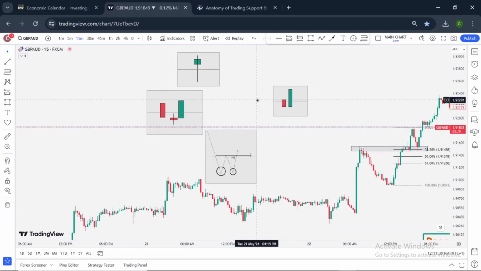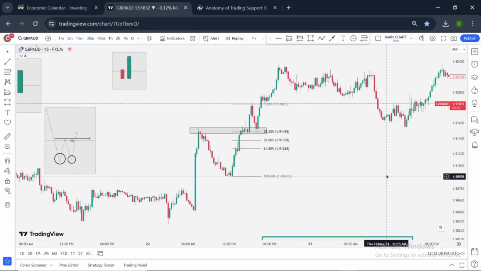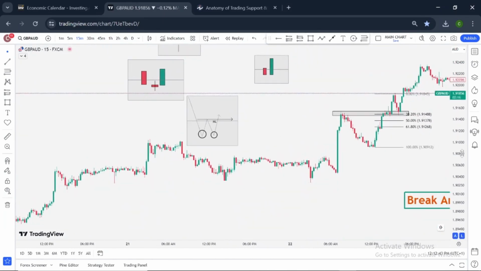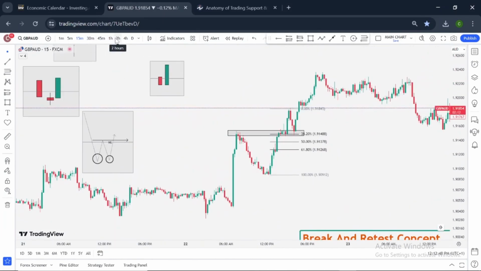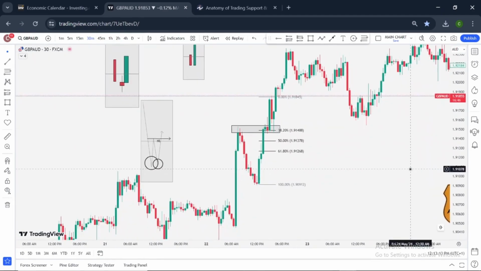You have how many confirmations? 4 confirmations: morning star, hammer, double bottom, or bullish engulfing. So now let's scale down to a lower time frame. For this trade already, we don't need to scale down to a lower time frame, because this setup should be on 30 minutes. So on 30 minutes, we have this setup.